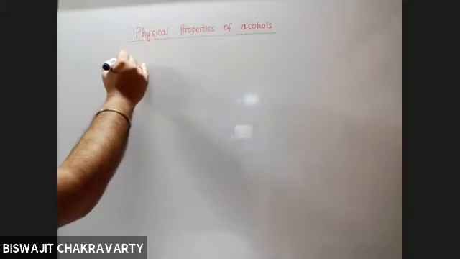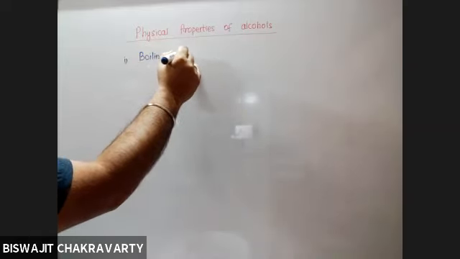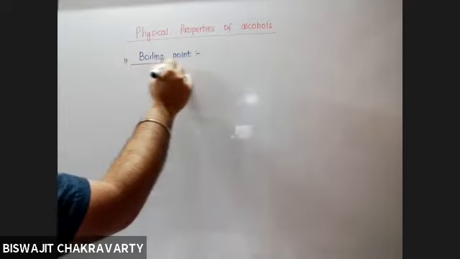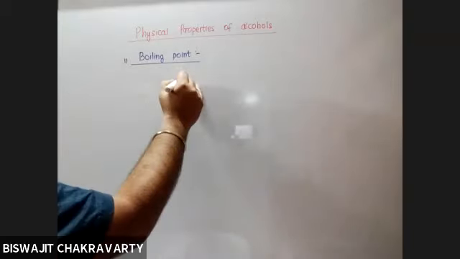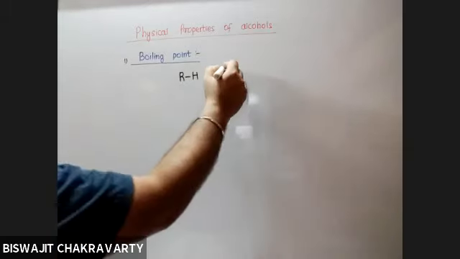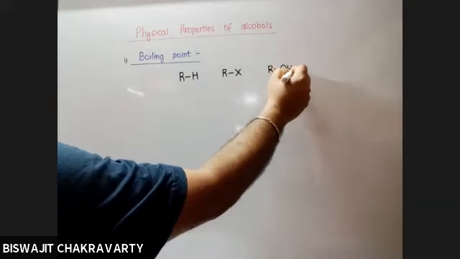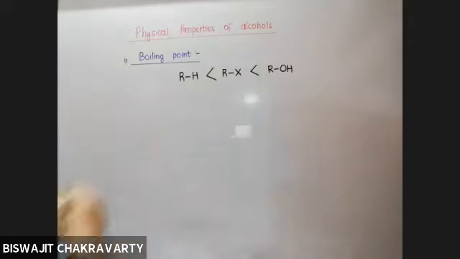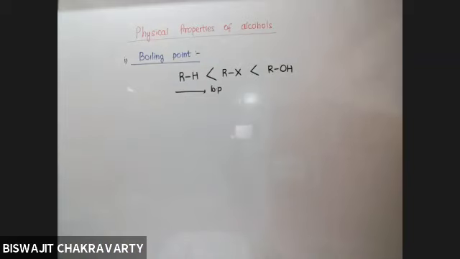First of all, we talk about boiling point. When you compare the boiling point of the parent alkane from which all different types of organic compounds are synthesized, haloalkanes and alcohols, it has been found that if they have comparable molecular masses, the boiling point is increasing from alkanes to alkyl halides to alcohols.